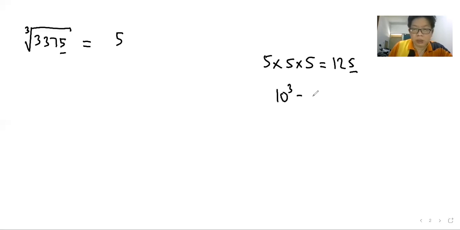Now to find the tens, follow the same logic as before. We know that 10 cubed is 1000, 20 cubed is 8000. We see that 3000 is greater than 1000, but it is less than 8000. So the tens is 1. So the cube root of 3375 is 15.